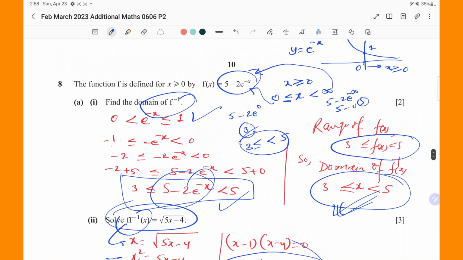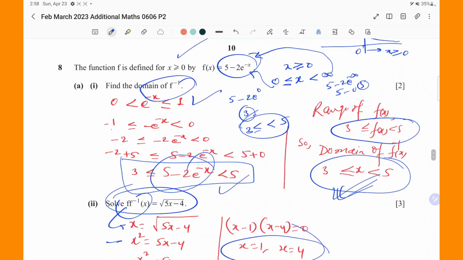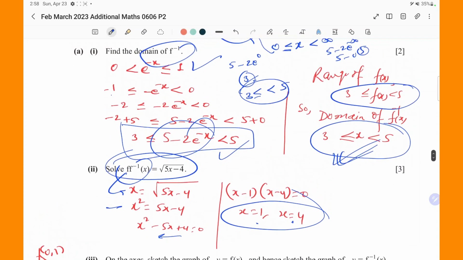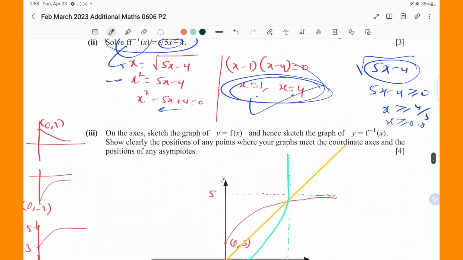Now we also have to check that the domain of f(x) is x greater than 0. So both are greater than 0. And for the domain, this is root of 5x minus 4, right? So inside the root, everything should be positive. So 5x minus 4 should be greater than or equal to 0, so x should be greater than or equal to 4 over 5, which means 0.8. So 1 and 4 both satisfy this condition. So the answer is 1 and 4 both.